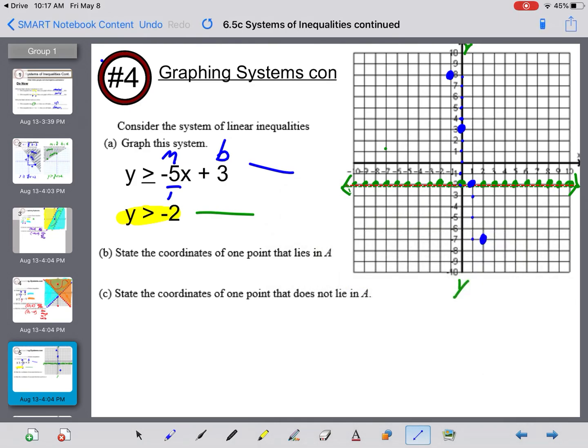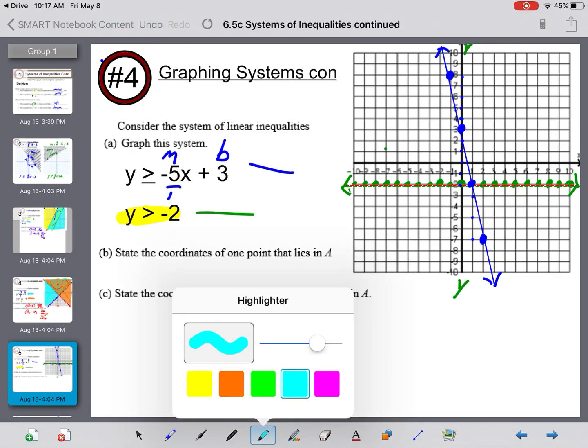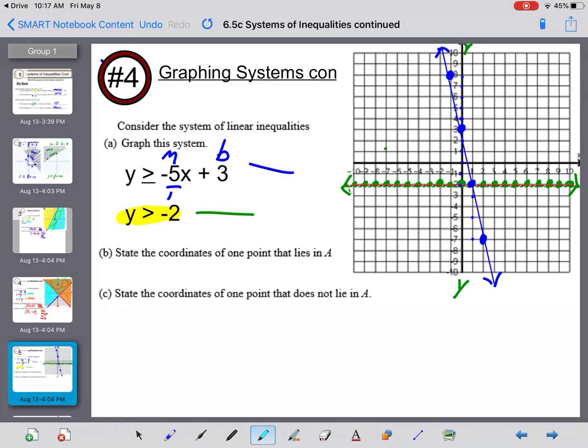Greater than or equal to means a solid line. I'll make sure we use the right color this time. Solid line. And there's your line. Now, greater than or equal to my blue line, my blue inequality. Greater than, put your pen on a point and go up. So that means this side.